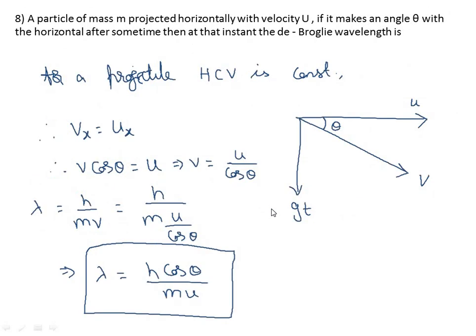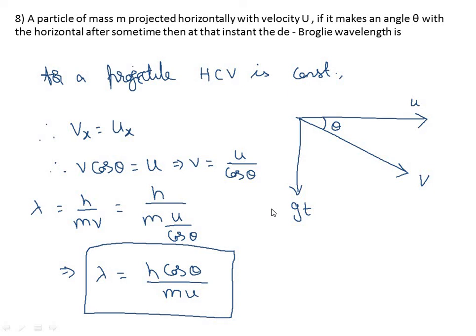A particle of mass m is projected horizontally with velocity u. If it makes an angle theta with the horizontal after some time, then at that instant the de Broglie wavelength is? Quite interesting. So a particle of mass m has been projected. Anyway, matter waves are not at all related to the charge, so whatever it can be, only the considerable, reasonable mass matters, and they should be in motion, smaller the particle.